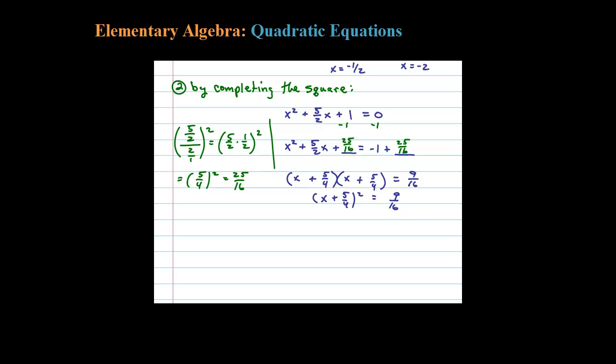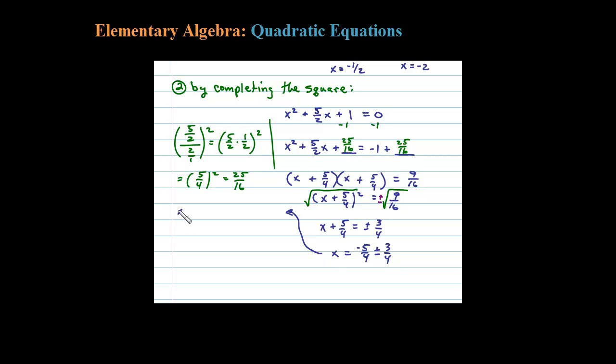So now we're ready to extract the root. Don't forget, when you take the square root of both sides, you always need that plus or minus. So x plus 5/4 then has to equal plus or minus 3/4. Square root of 9 is 3, square root of 16 is 4. So that leaves me with negative 5/4 plus or minus 3/4.